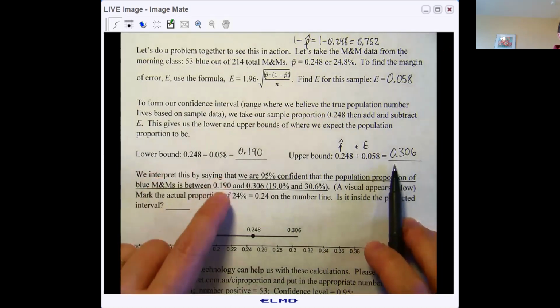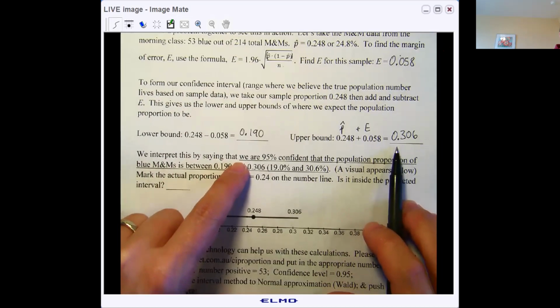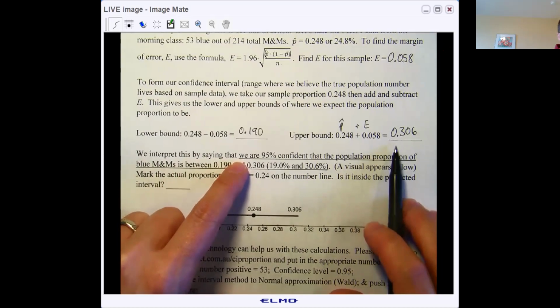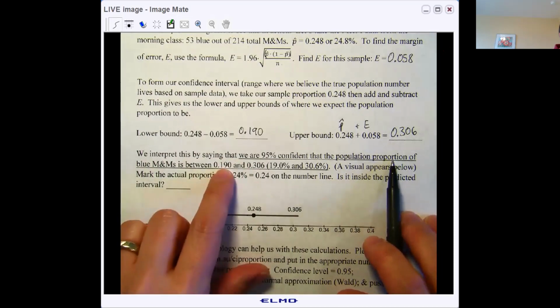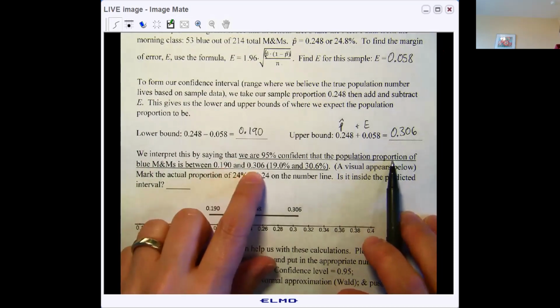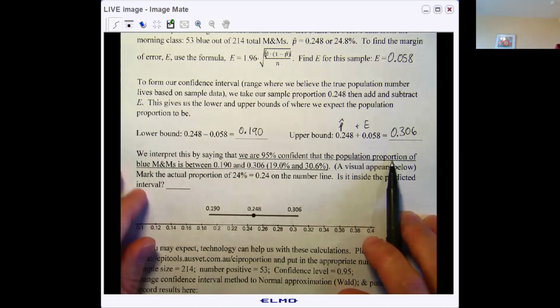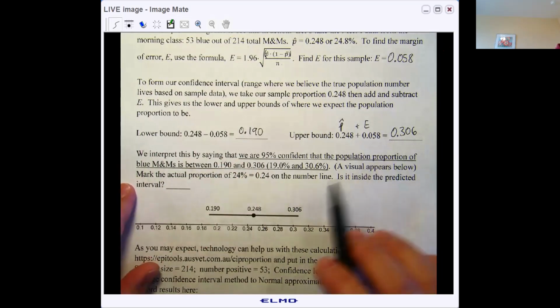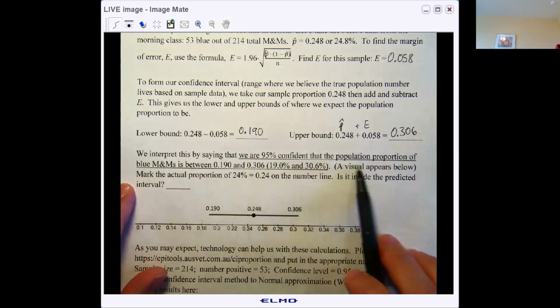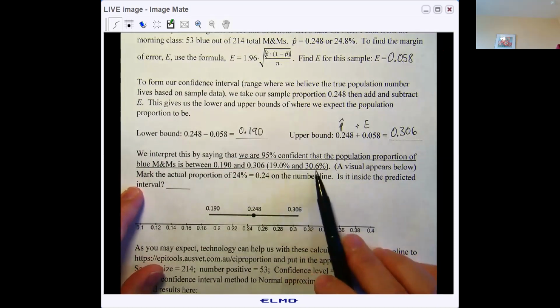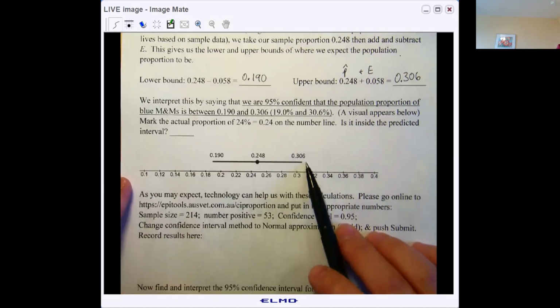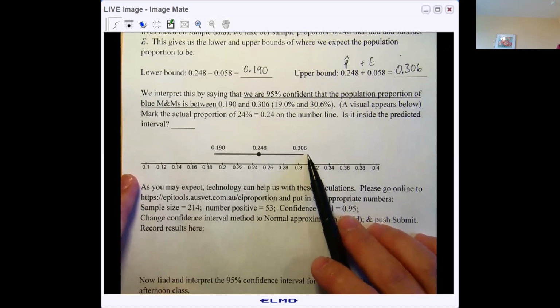So we interpret this by saying we are 95% confident that the population proportion of blue M&Ms is between 0.190 and 0.306. If you prefer percents, we would say we are 95% confident that the population proportion of blue M&Ms is between 19% and 30.6%.